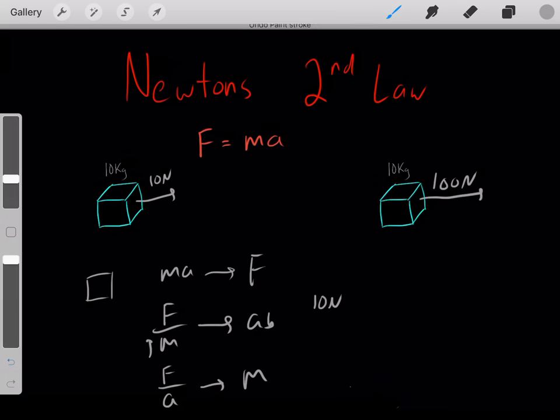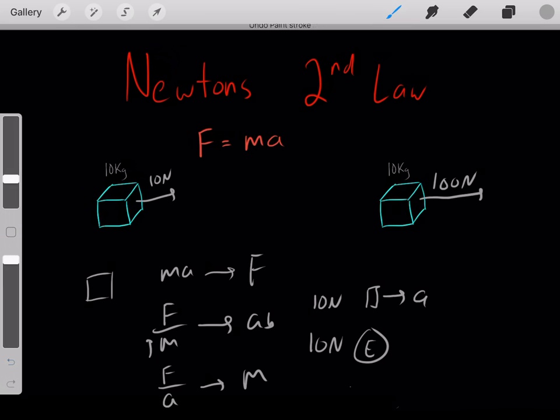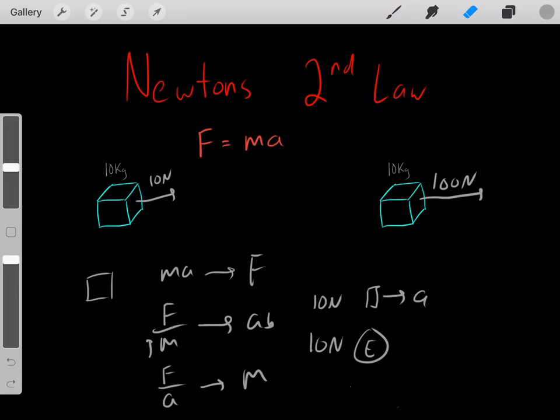If we apply this 10 Newton force to a book, a small book, we should have a certain acceleration. However, if we apply that same 10 Newton force to an elephant, we would get a smaller acceleration. It has a larger mass, so we should have a smaller acceleration. We have a larger mass, smaller acceleration. So that's the essence of Newton's second law.